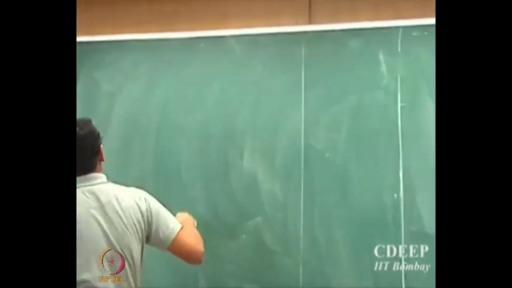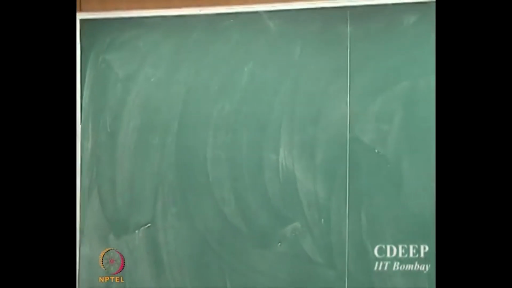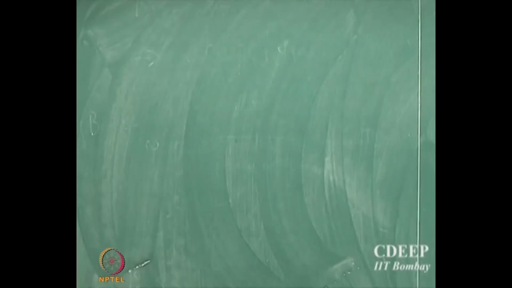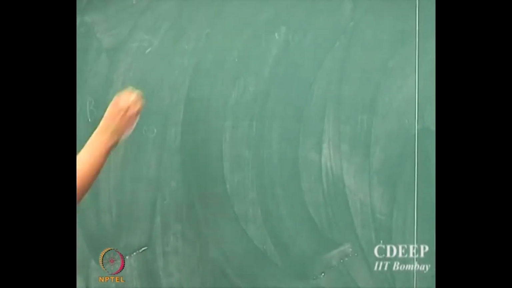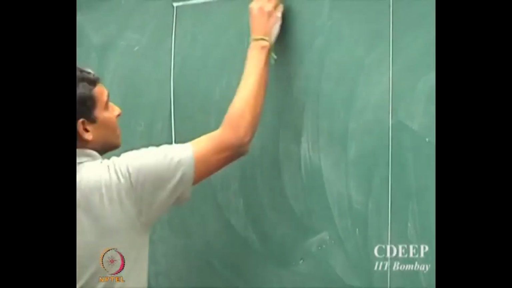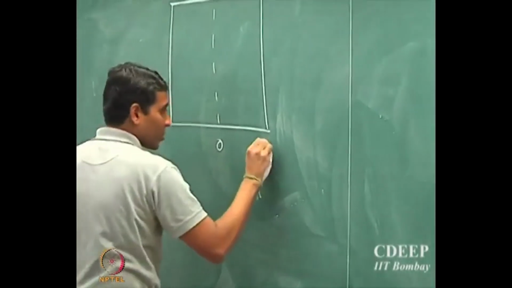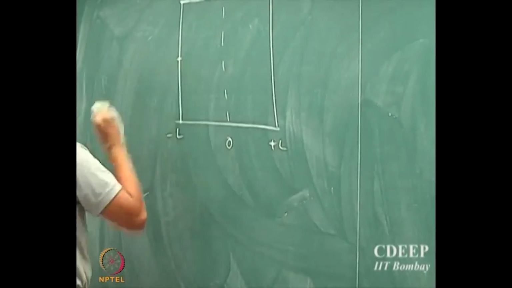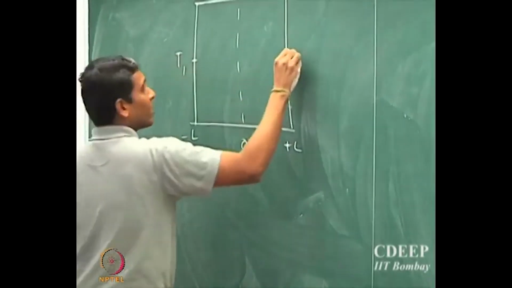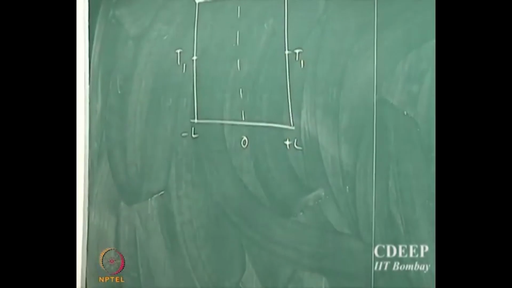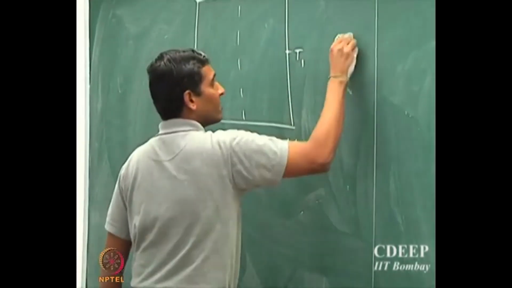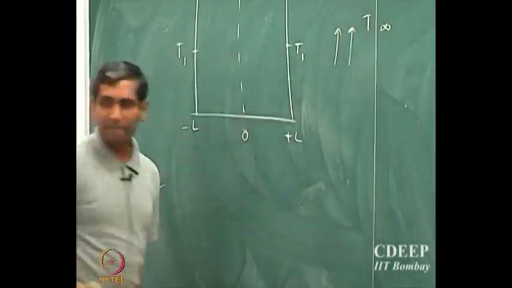So supposing we next take the actual system. We try to sketch the temperature profile in a slab without writing the model equation. So let's now write the model equation. Supposing you have a slab, and this is plus L, minus L, and let's say the temperature here is T1, and the fluid which is flowing around is at temperature T infinity.